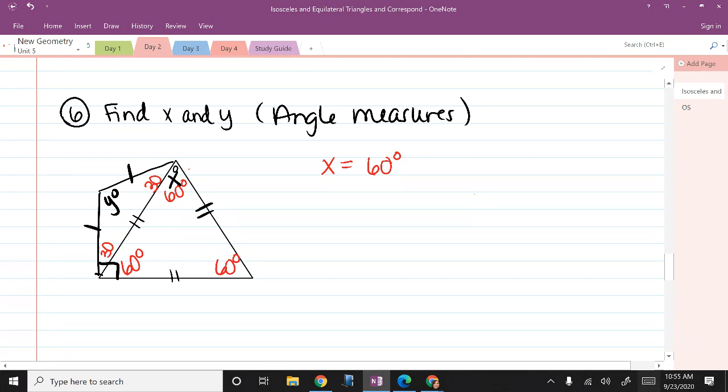So how do I get y? 180 minus, you combine those and you get 60. So y equals how much? 120 degrees.